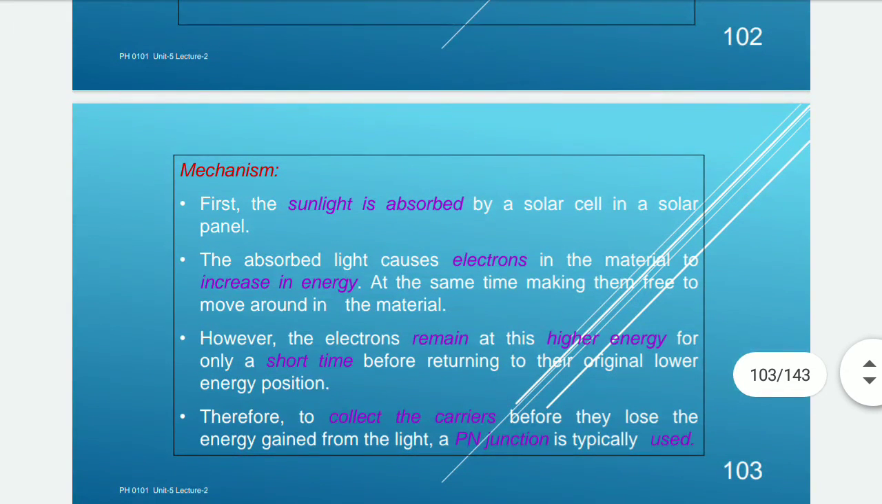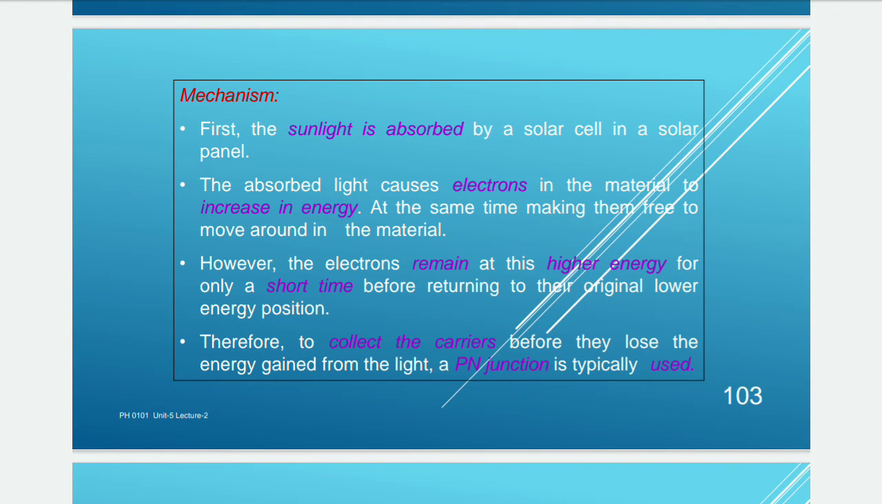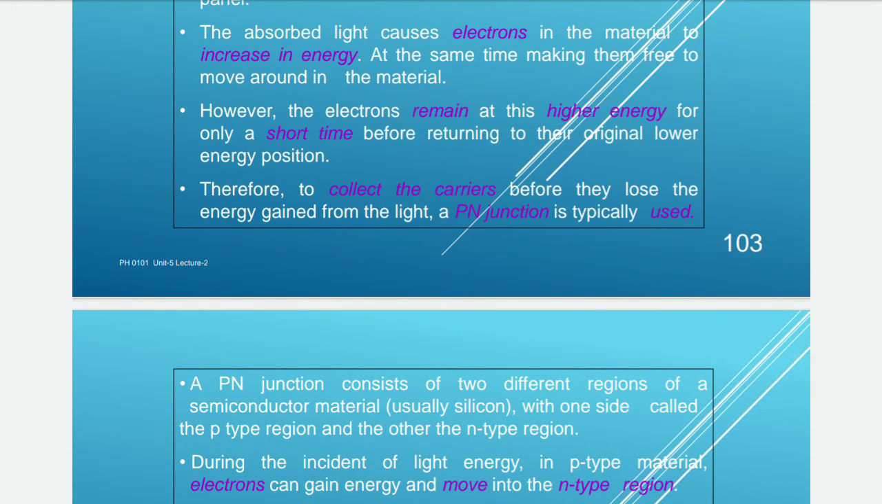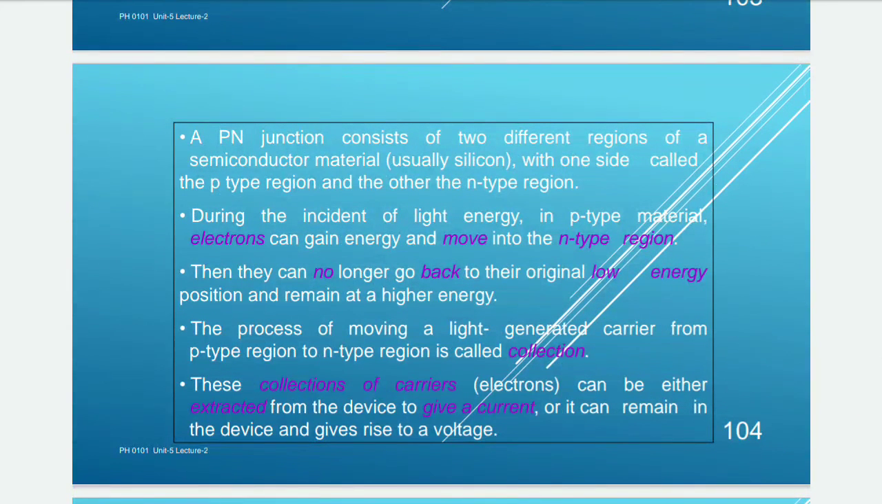Mechanism: first, the sunlight is absorbed by the solar cell in the solar panel. Absorbed light causes electrons in the material to increase in energy, at the same time making them free to move around in the material. However, the electrons remain at this higher energy for only a short time before returning to their original lower energy position. Therefore, to collect the carriers before they lose the energy gained from the light, a p-n junction is typically used. A p-n junction consists of two different regions of a semiconductor material, usually silicon, with one side called the p-type region and the other the n-type region.